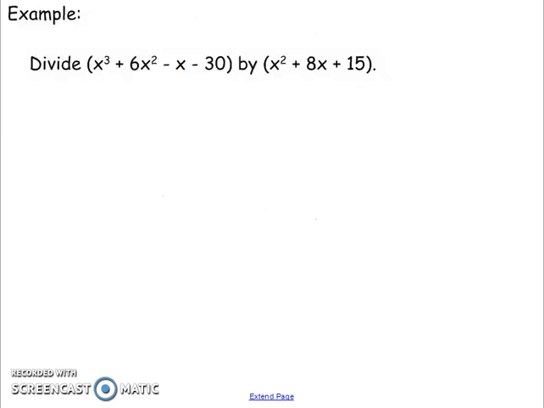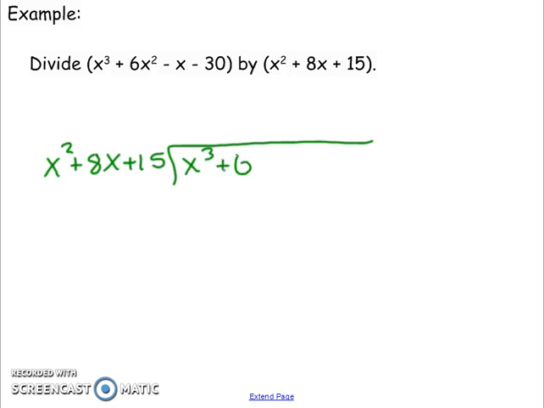So now with this problem, we have a quadratic that we have to put on the outside. So same thing is going to happen. We're going to focus on the first terms only. So when I have this written out, my first terms are the x squared and the x cubed. So I have an x squared, I want an x cubed. So I need an x. And I'm going to line it up with the other x terms.